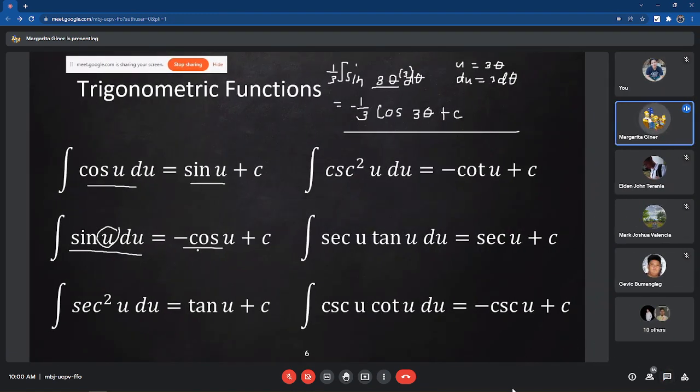Follow lang dito, negative cosine. So, since you have 1/3, multiply the negative by 1/3. So, negative 1/3 cosine 3 theta plus c.